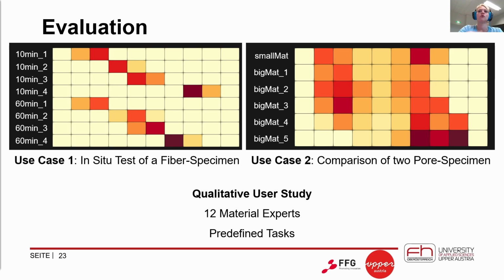So for our evaluation, we performed two use cases, one showing an in situ test of a fiber specimen, which I've showed you before, and the other use case was a comparison of two pore specimens. Here a small specimen was compared with one bigger specimen, which was then divided into 5 adjacent regions. And further, we performed a qualitative user study with 12 material experts. During this study, they had to solve 7 predefined tasks to test the comprehensibility and the applicability of CoSi.